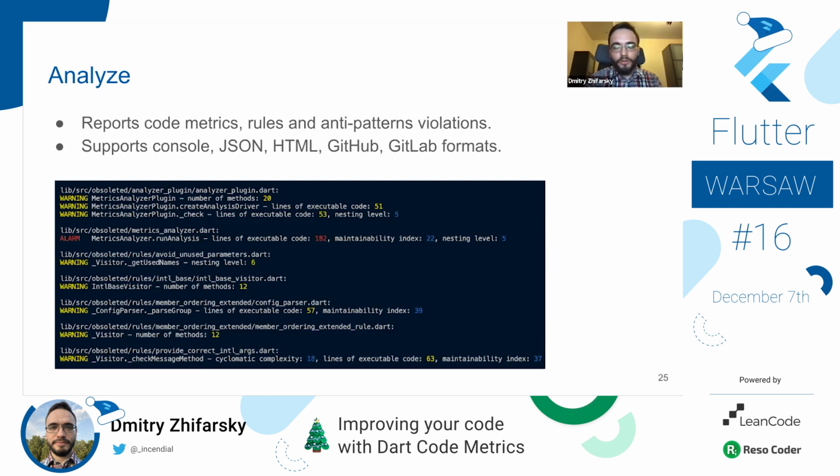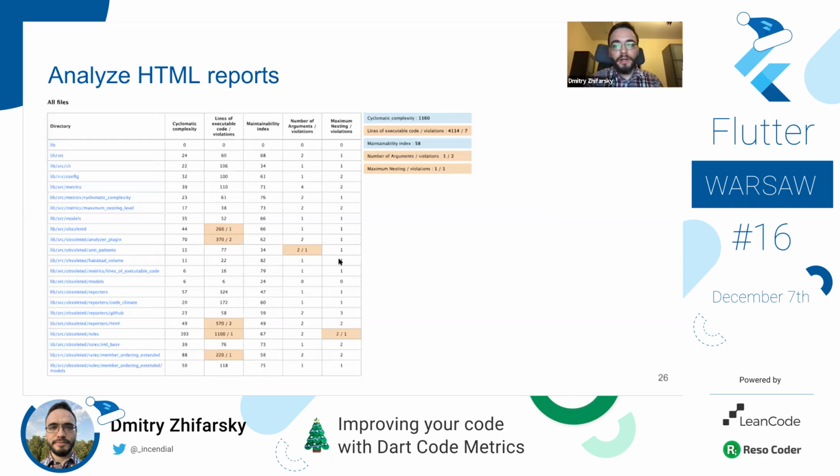Also, analyze supports different formats. On the screenshot, you see the console format. You can actually change the format to JSON, HTML, GitHub, or GitLab. And let's take a look at the HTML format right now. So if you call this command with reporter HTML, you will see a separate directory with the created HTML files, and you can easily navigate through your reports and check different metrics and lint violations separately from your code base.